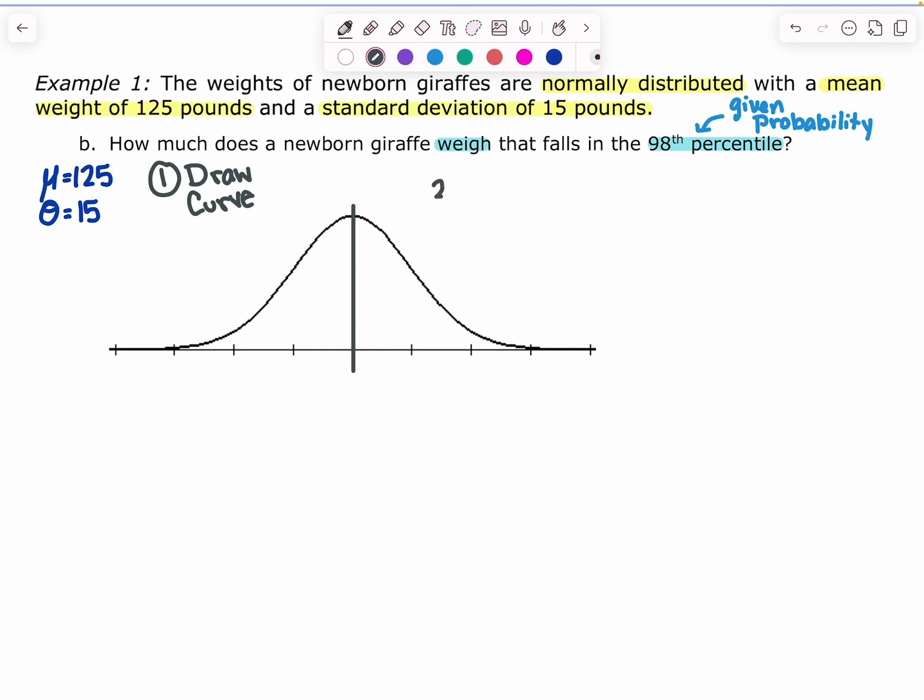And now step two is to do my shading. So the 98th percentile is my given probability. The 98 tells me that I'm going to shade 98% of my graph. That's how much I'm going to shade. And then the word percentile means area to the left.